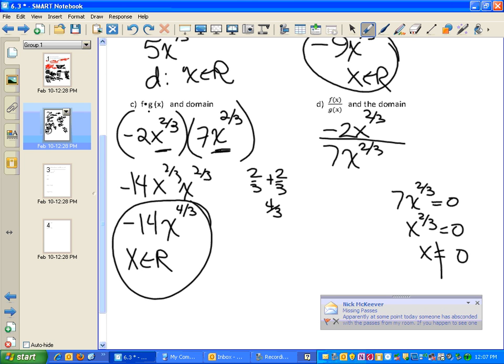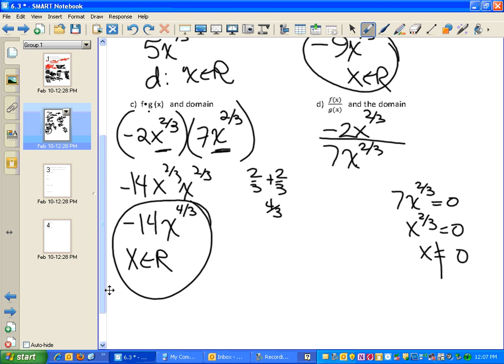An x to the 2/3 over an x to the 2/3, what happens to my x's? They cancel. So this simplifies down to simply negative 2/7, right? Would you agree? So it looks like 0 should work. But because of the fact that when I first did my substitution and I created that denominator, I need to say that x is an element of the reals, but x cannot equal 0.